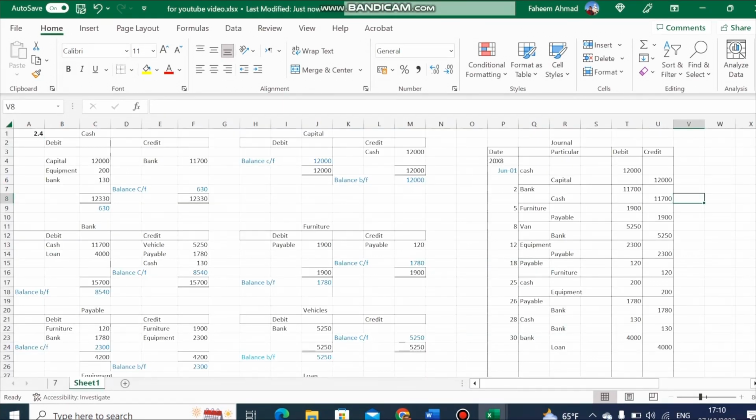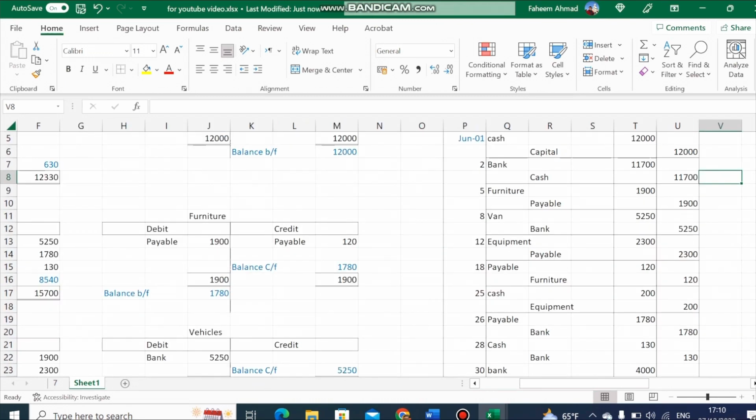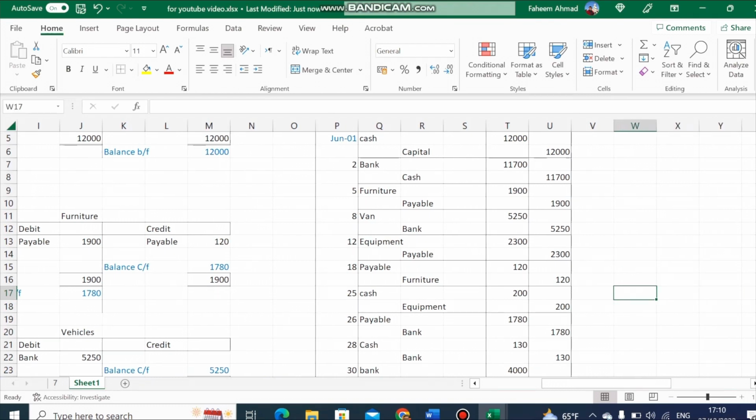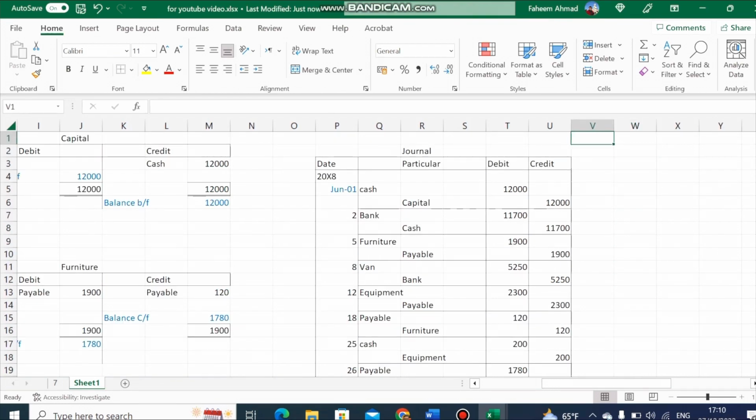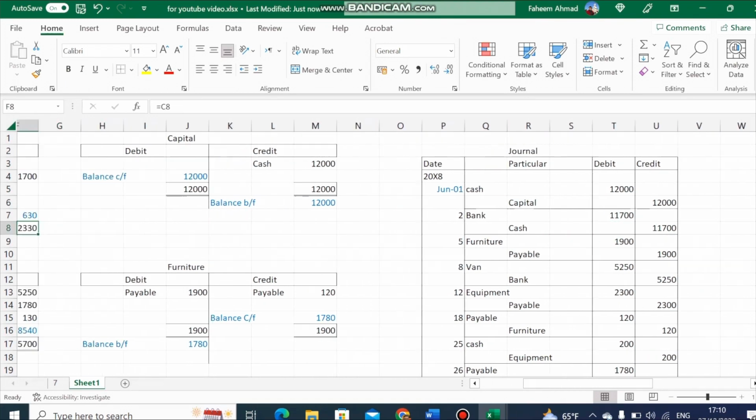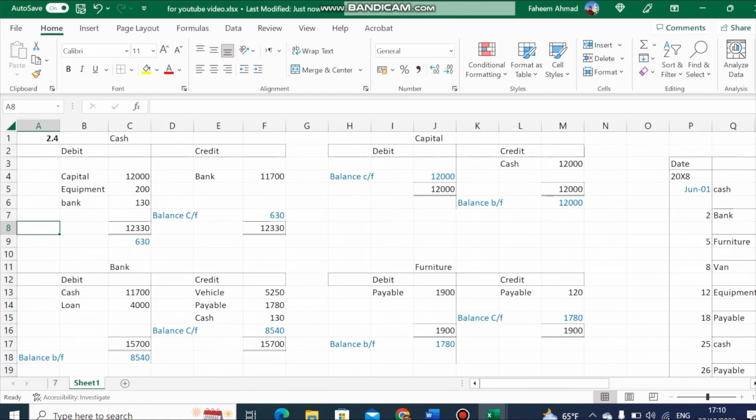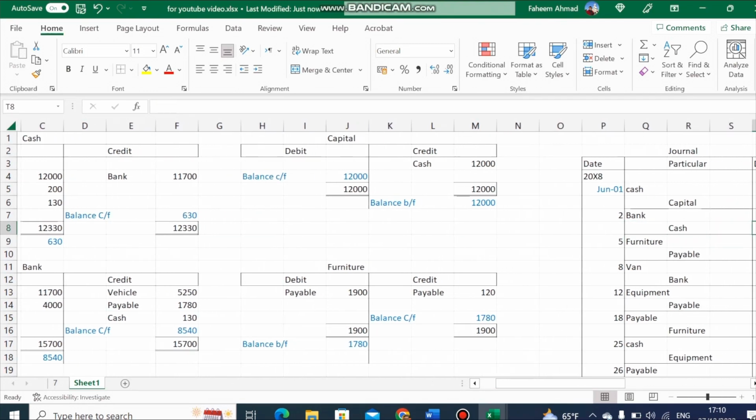So in lesson 2, this is the second question that I solved. So here is the journal. This journal was prepared by me in the lesson number 2. For this journal, I have already prepared all T accounts. You can see here, all T accounts are already prepared for cash, bank, capital, furniture, and all other accounts.